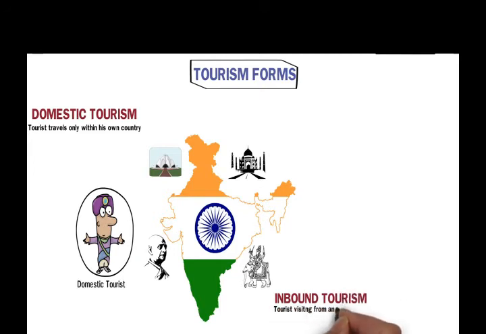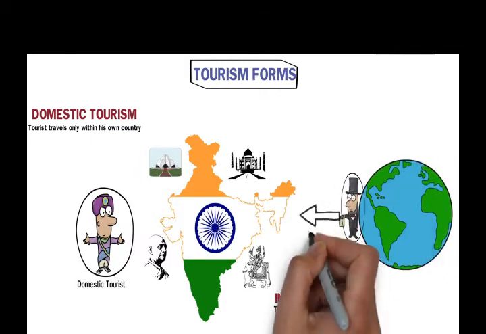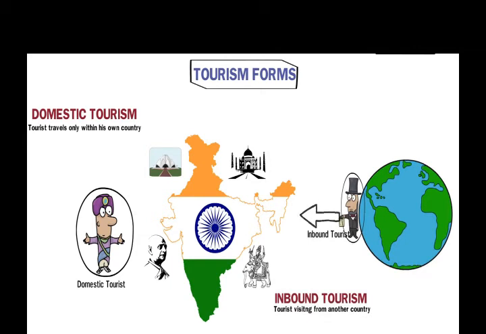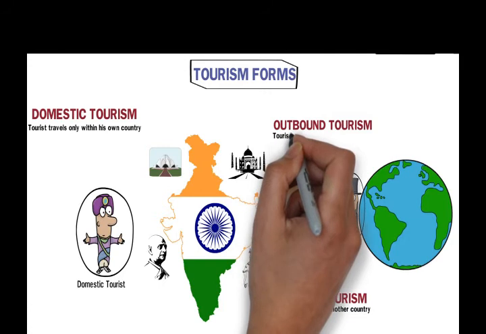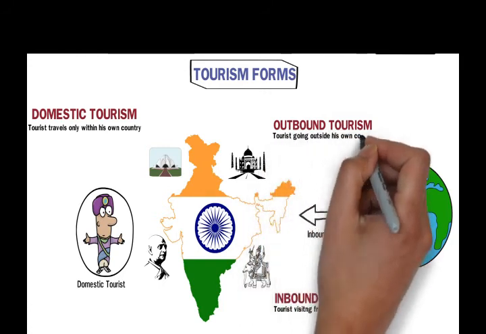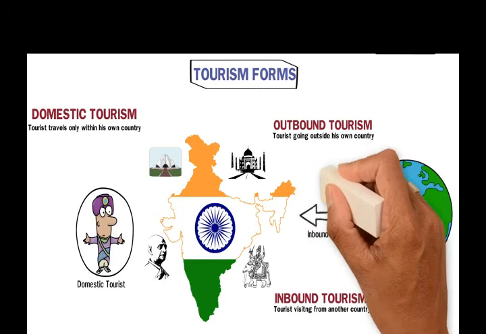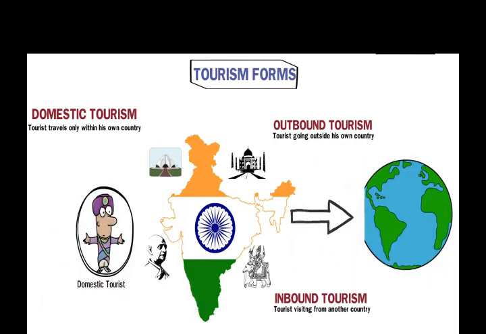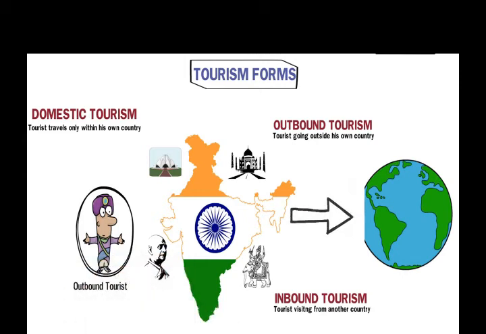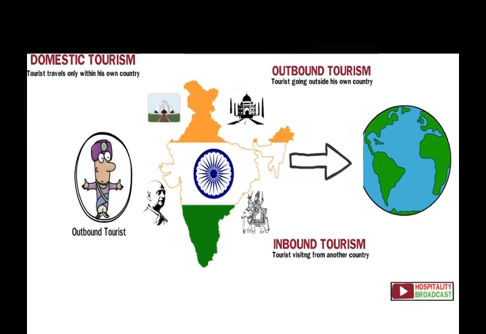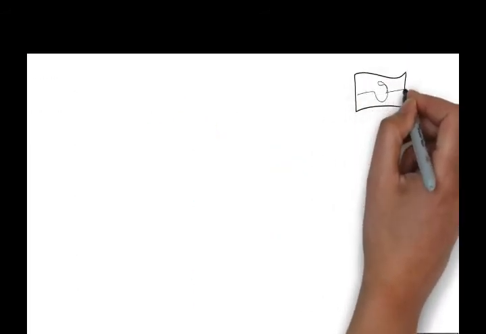Next, inbound tourism, in which a non-resident tourist visits within the country of reference. For example, assume yourself as a resident of India, and any tourist visiting India from another country will be called an inbound tourist, and this process will be called inbound tourism. The third form is outbound tourism, where the resident of a country travels outside his country to another part of the world. For example, if a resident of India travels outside India to another country, then he will be an outbound tourist for all Indians, and this process will be outbound tourism.